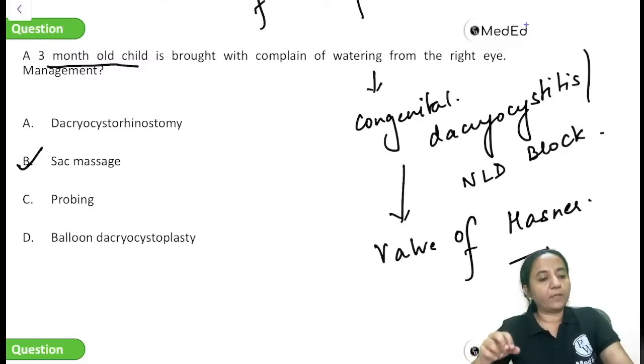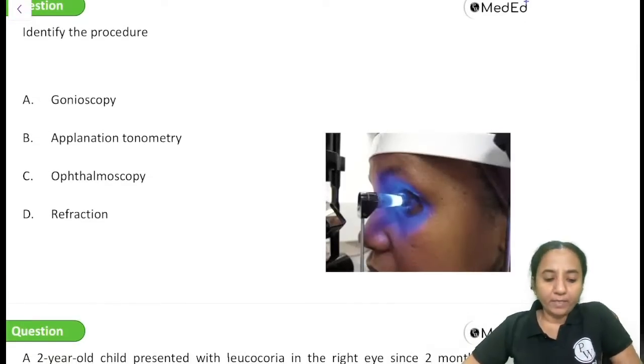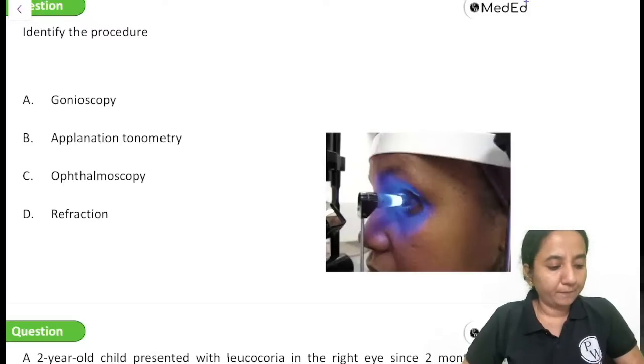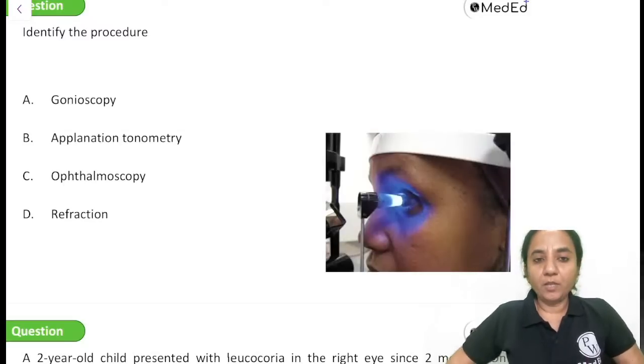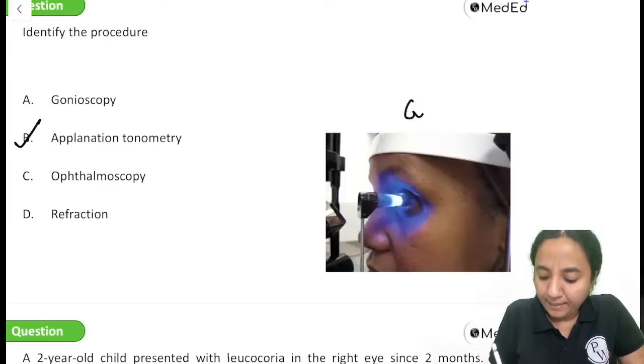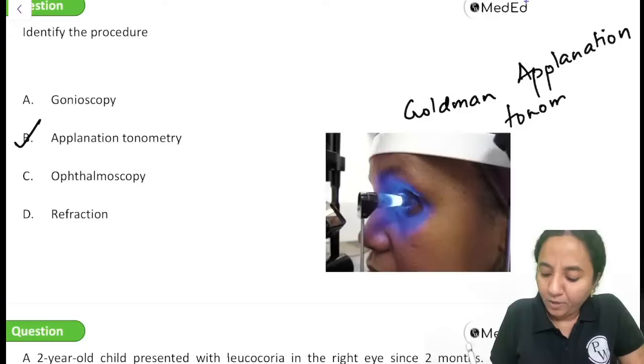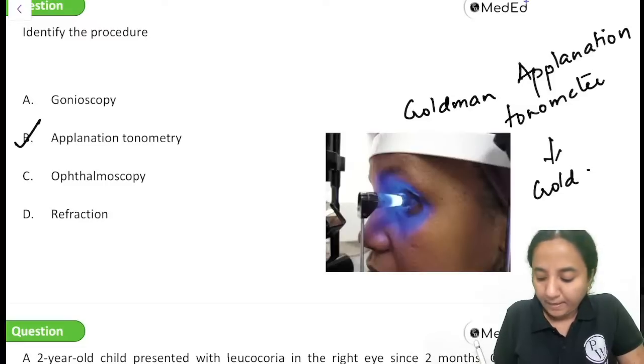Let's go to the next question. Identify this procedure. What is the procedure that's being shown here? This is applanation tonometry. This is the Goldmann applanation tonometer. Now the Goldmann applanation tonometer is the gold standard tonometer.